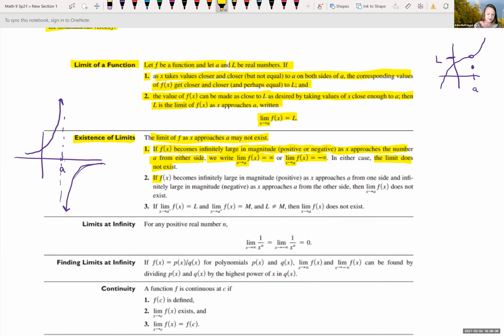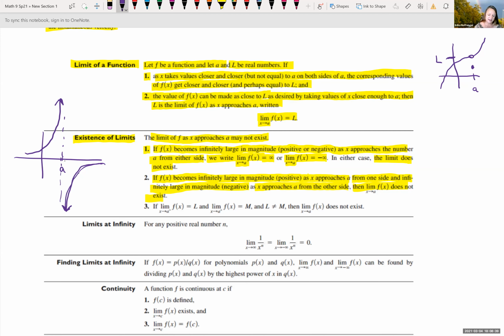We say if f of x becomes infinitely large in magnitude, positive, as x approaches a from one side, and infinitely large in magnitude, negative, as x approaches a from the other side, then the limit does not exist. So on one side, it's getting really large. Actually, that's the case I drew, where it's getting really large, going off to infinity, and then going down to negative infinity.